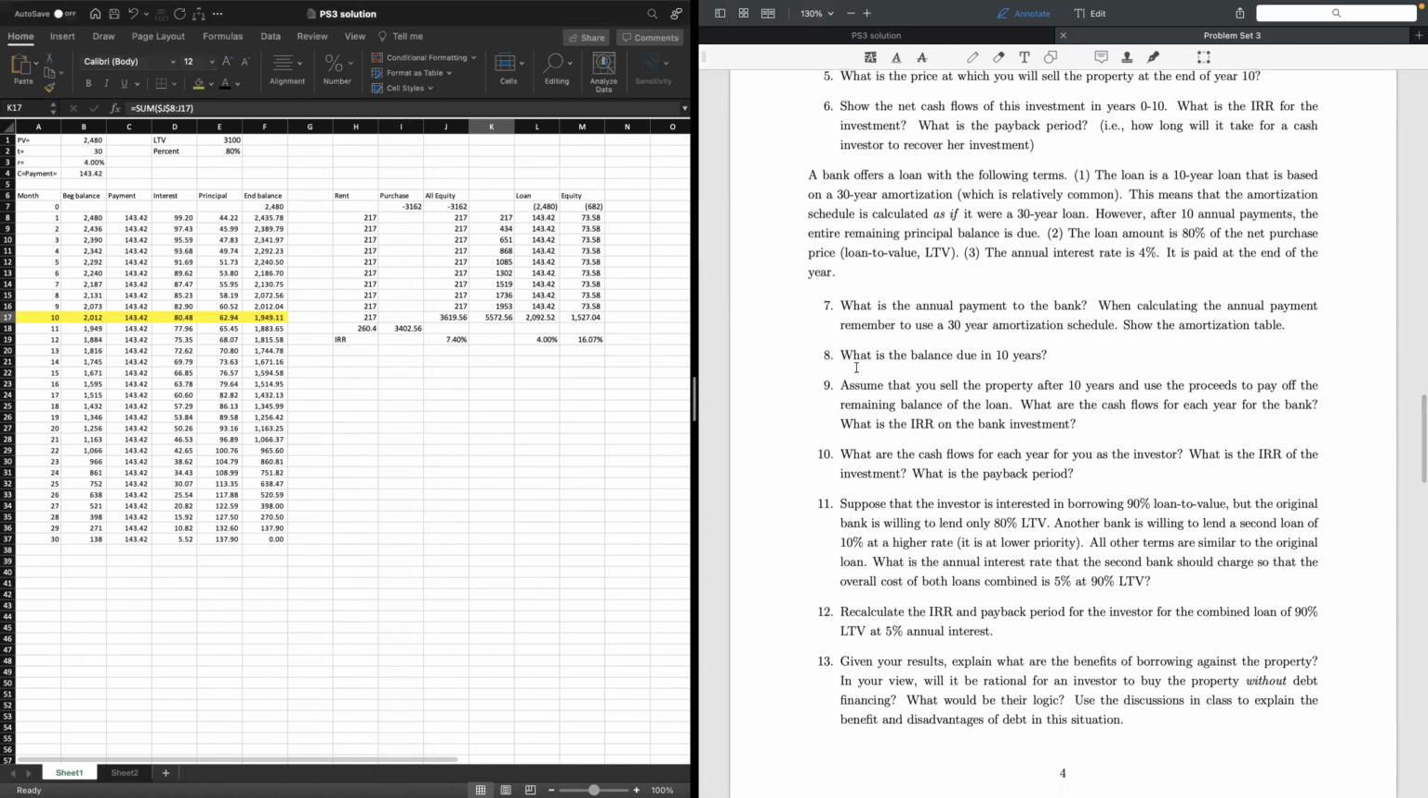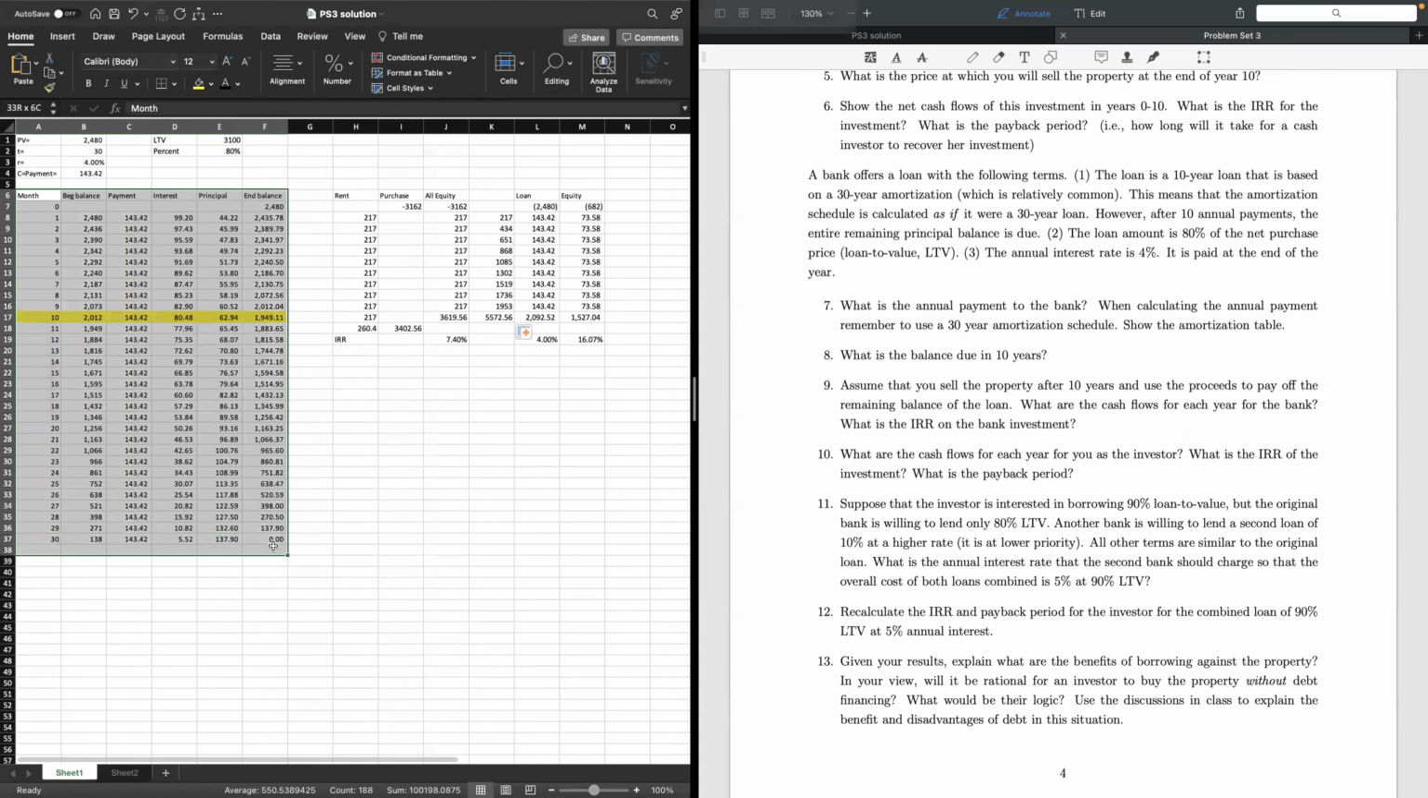Okay, so let's go to question 7, which starts to involve a bank. A bank offers a loan. First, the case is a 10-year loan based on a 30-year amortization. So you can see on the left-hand side of this spreadsheet, these numbers are for the 30-year amortization.